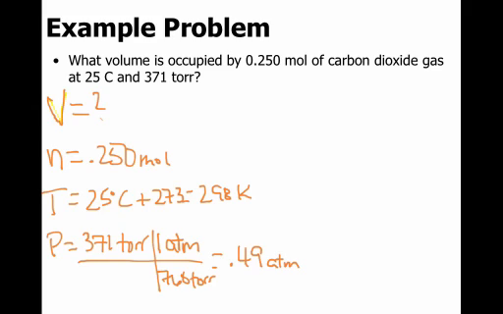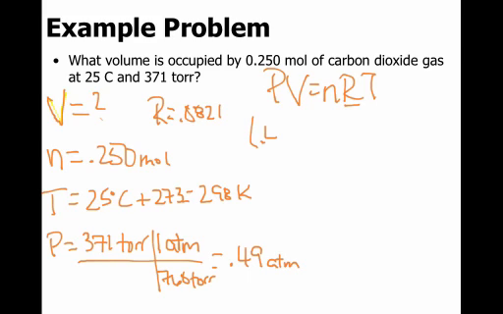From there, all we have to do is put those into our equation. PV equals nRT. Our R value is a constant, so we'll put that up here. R is always 0.0821 liter atmosphere per mole Kelvin, and we'll see how that fits into our equation in a second. Our pressure is 0.49 atm. Volume is what we're solving for. Moles, 0.250, and I'm going to run out of room to put units, so I'm going to stop doing that. 0.0821 for the R value, and then the temperature is 298.